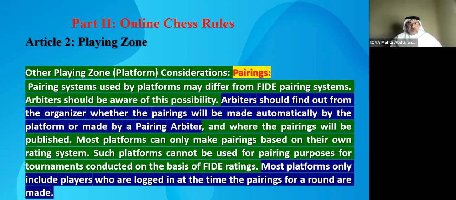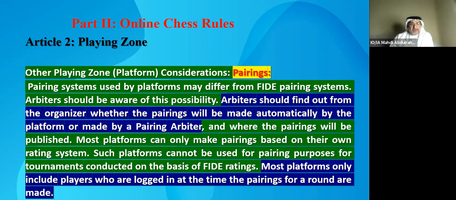And where the pairing will be published, most platforms can only make pairing based on their own rating system. So according to their own rating system, the platform makes the pairing. While with Swiss Manager, they put the real rating inside Swiss Manager, and they make the pairing. Such a platform cannot be used for pairing purposes for a tournament conducted on the basis of FIDE rating.